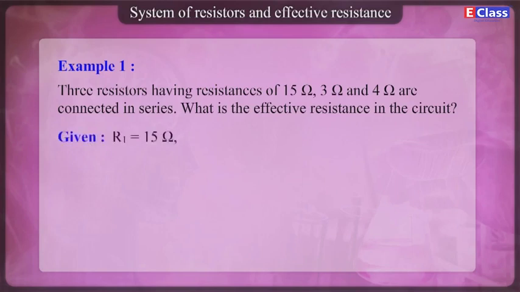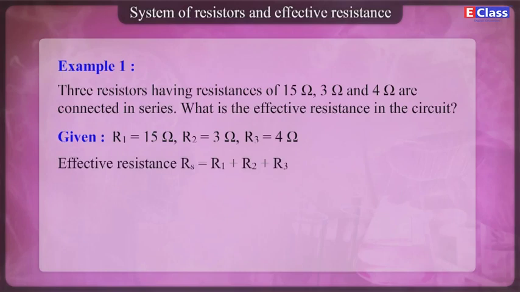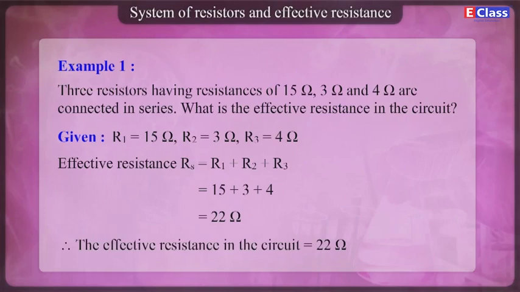Given R1 is equal to 15 ohm, R2 is equal to 3 ohm, R3 is equal to 4 ohm. Effective resistance Rs is equal to R1 plus R2 plus R3, which is equal to 15 plus 3 plus 4, which is equal to 22 ohm. Therefore, the effective resistance in the circuit is equal to 22 ohm.